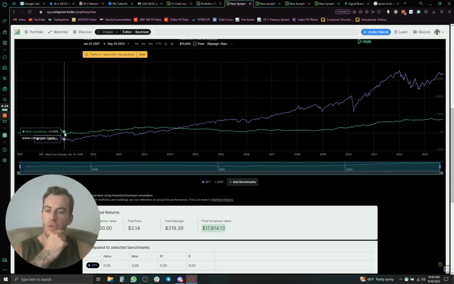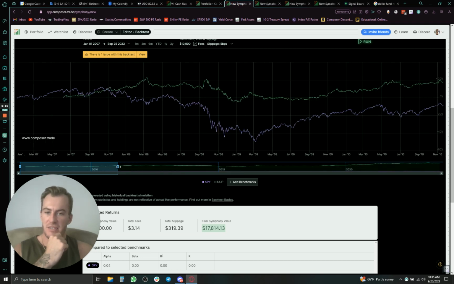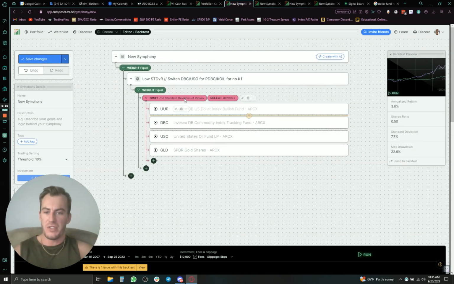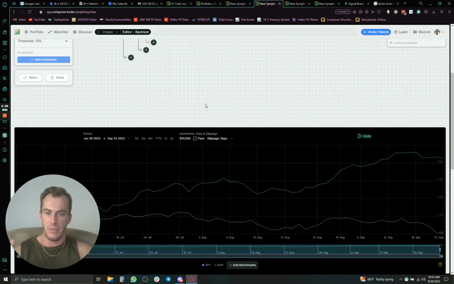Yeah, so it does not perform well at all, but that's the intent. It does actually perform really well during the housing market crash, which is a nice thing, as it should. So that is the low standard deviation. Let's go to the high standard deviation variant, which is this one.